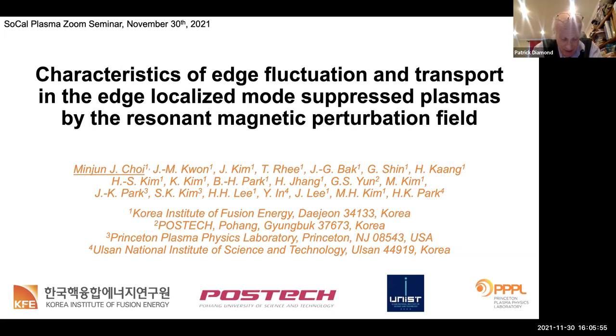Minjun started out in ECE imaging and diagnostics, but moved more now into physics of instabilities and turbulence. He's done interesting work on avalanches and the interaction of avalanches with shear flows, and also on magnetic islands and magnetic island turbulence interaction, where he just published an interesting recent review. And today he's going to tell us about characteristics of edge fluctuations and transport in ELM-suppressed plasmas with RMP.